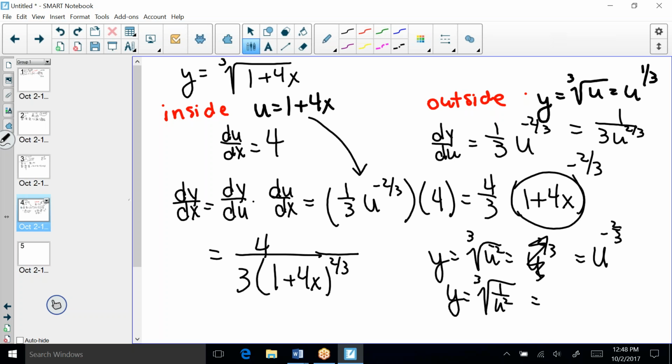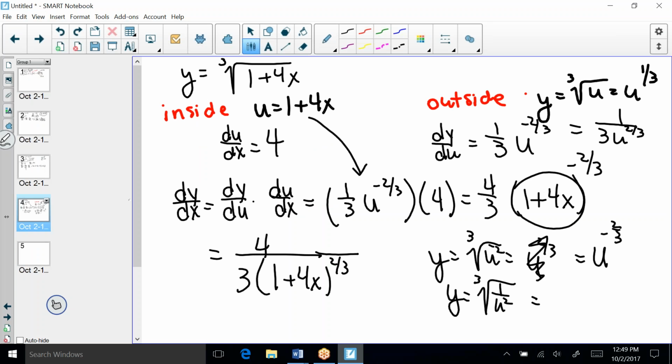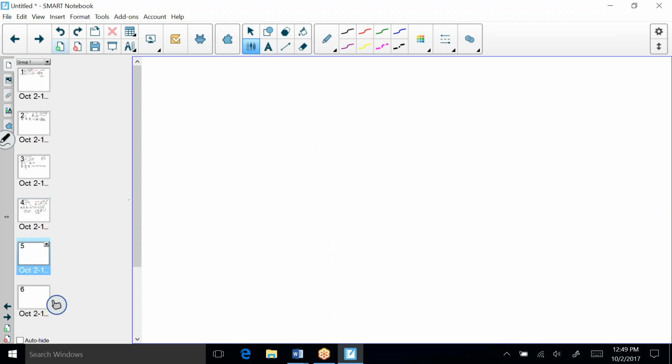All right, anything else? All right, let's go back to your sheet then, and now let's find this derivative. The derivative of y is equal to the sine of the cotangent of x. So what's different about this problem? Or what's weird about this problem compared to what we were doing in the last section?